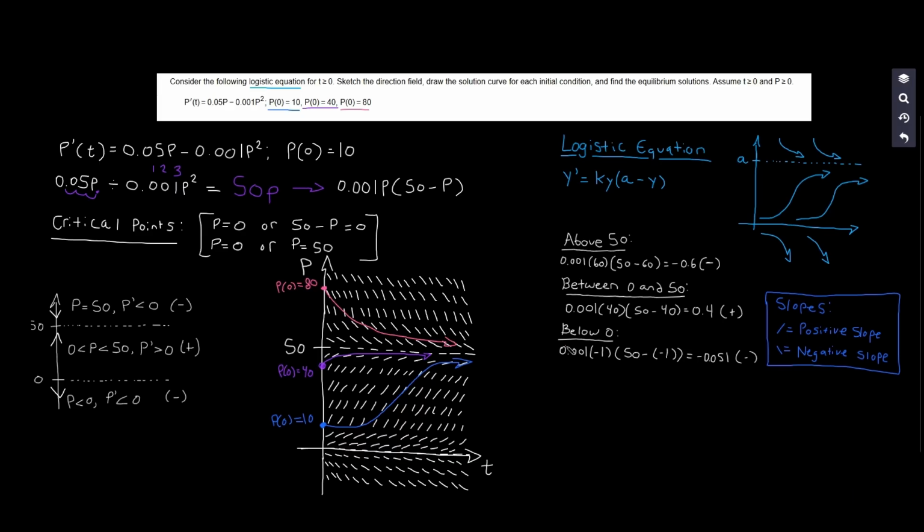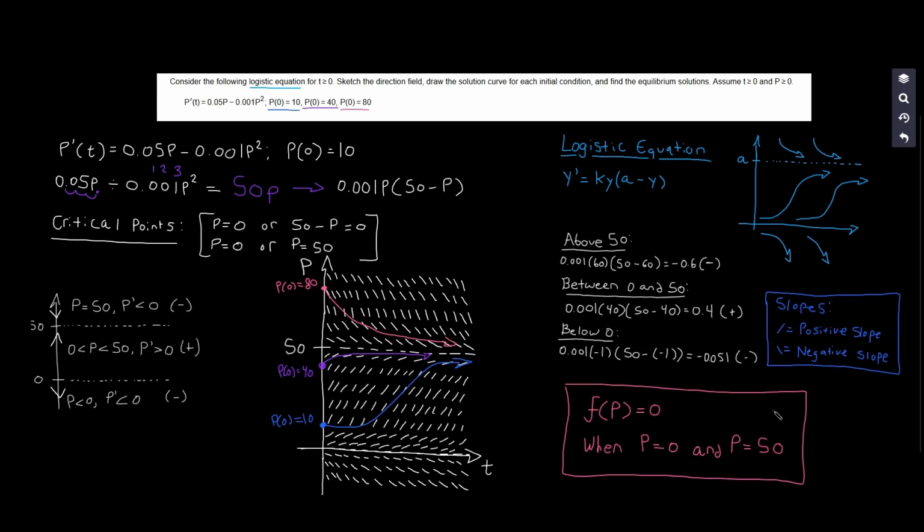Now we're asked what the equilibrium solutions are. The equilibrium solutions were previously determined. f of p is 0 when p equals 0 down here, and when p equals 50 up here. So that's how you draw a phase portrait.